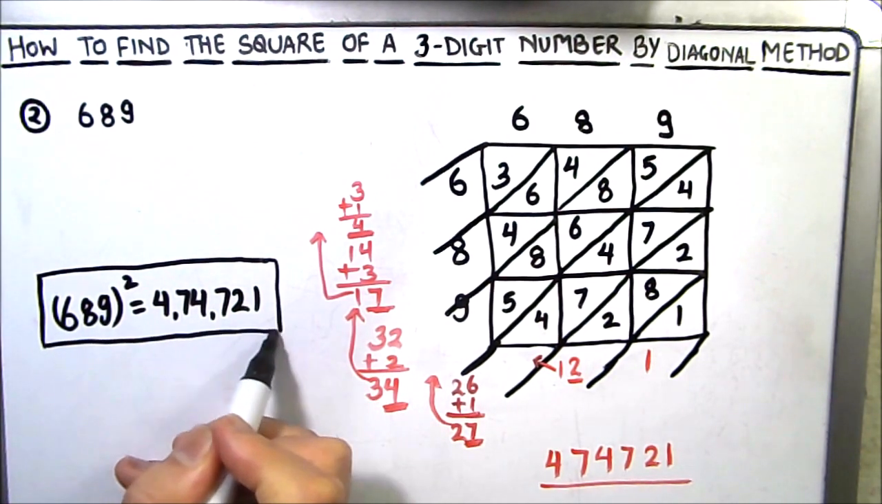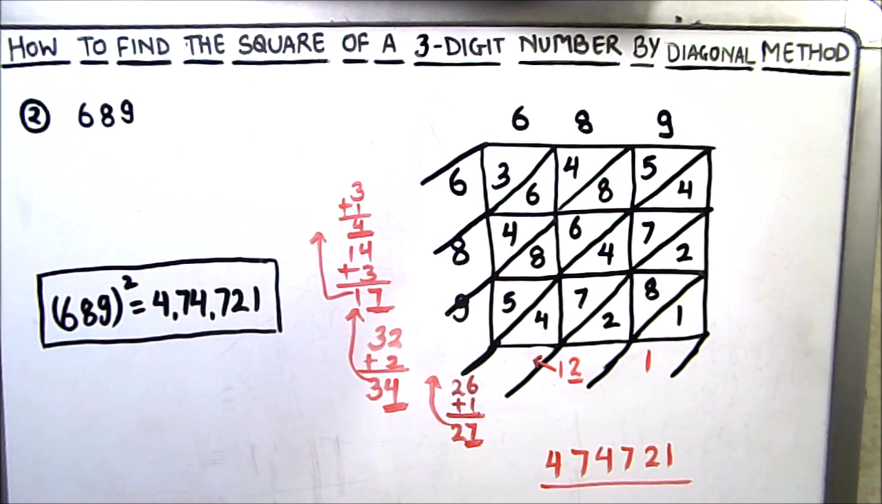So this is how, by using the diagonal method for finding the square of a number, you can find the square of any number. I hope this video is helpful to you.